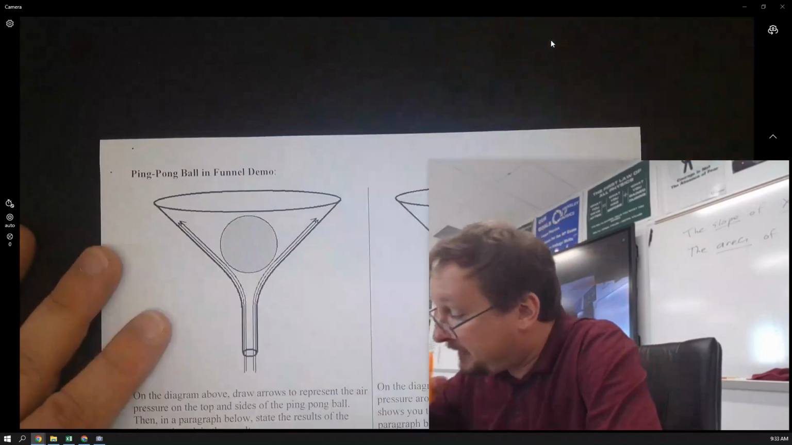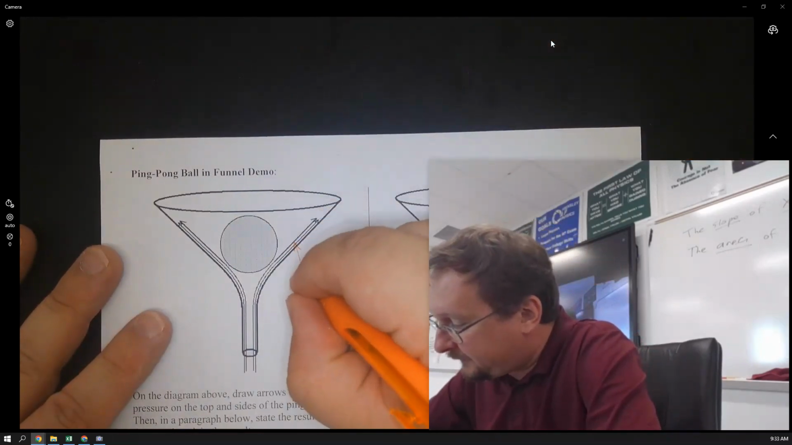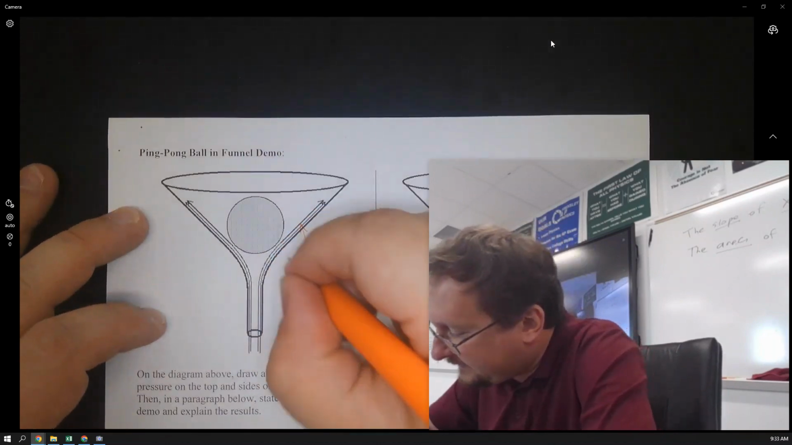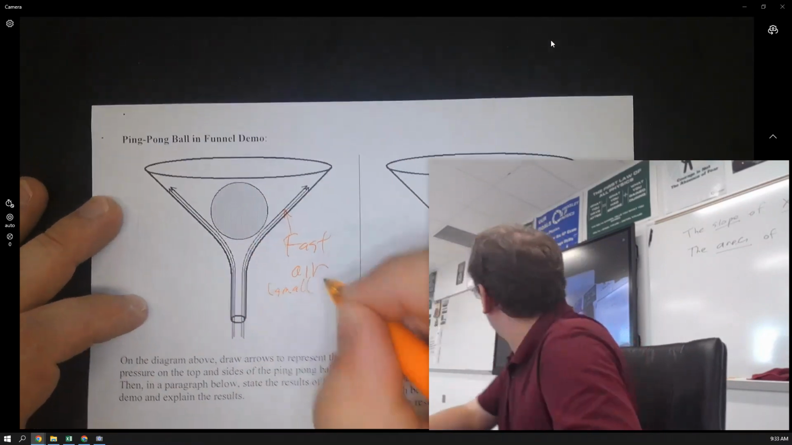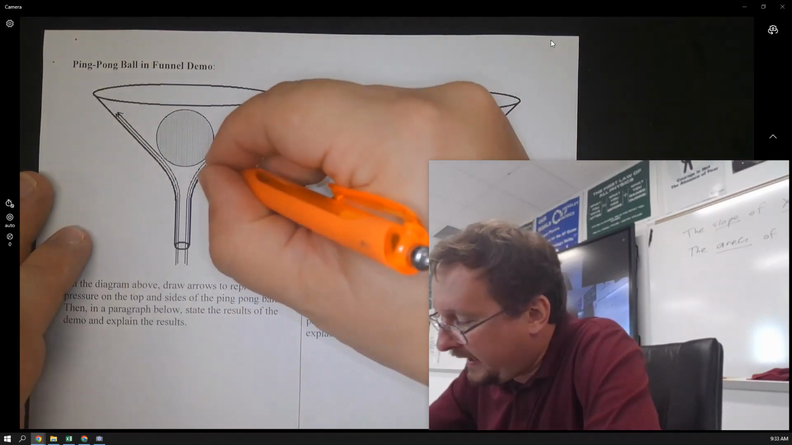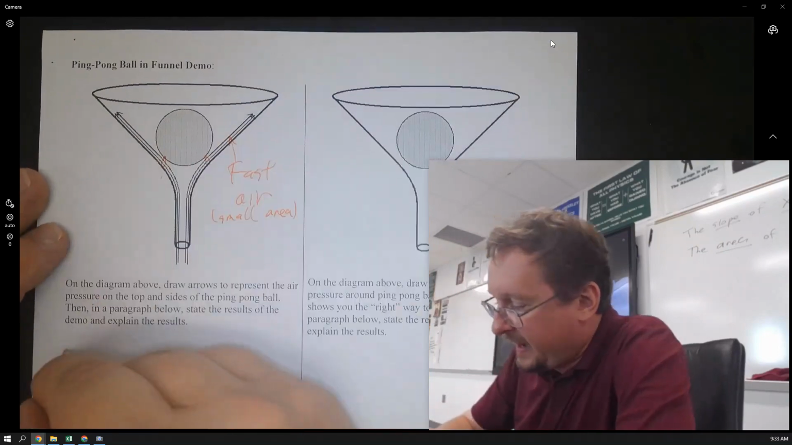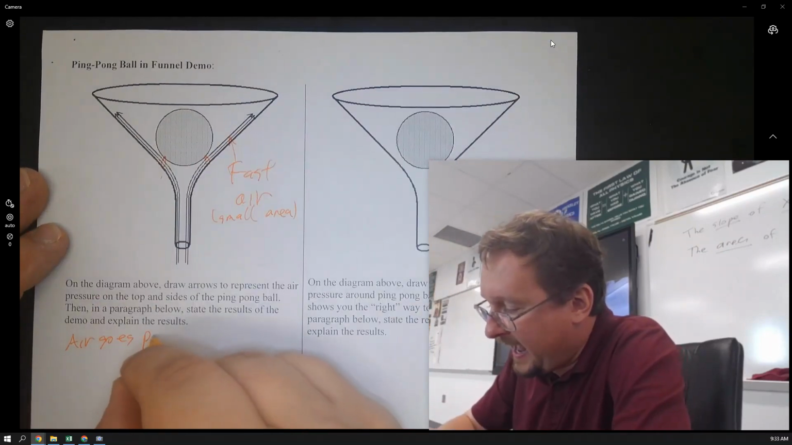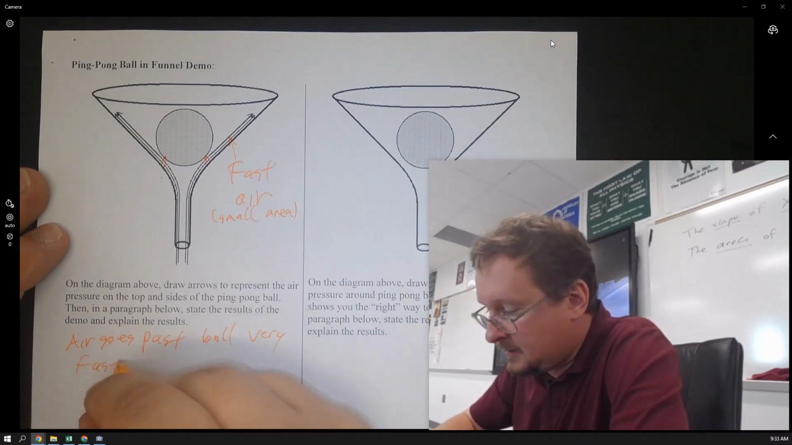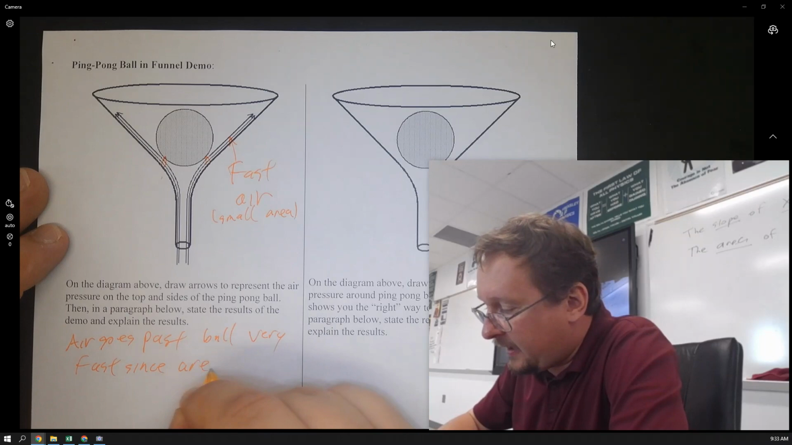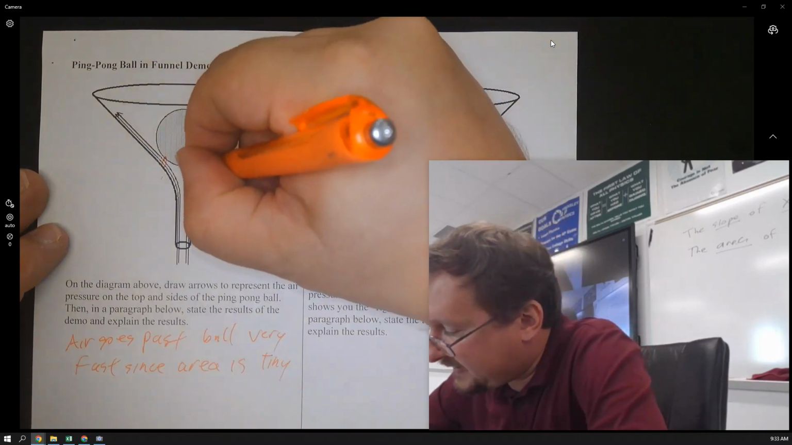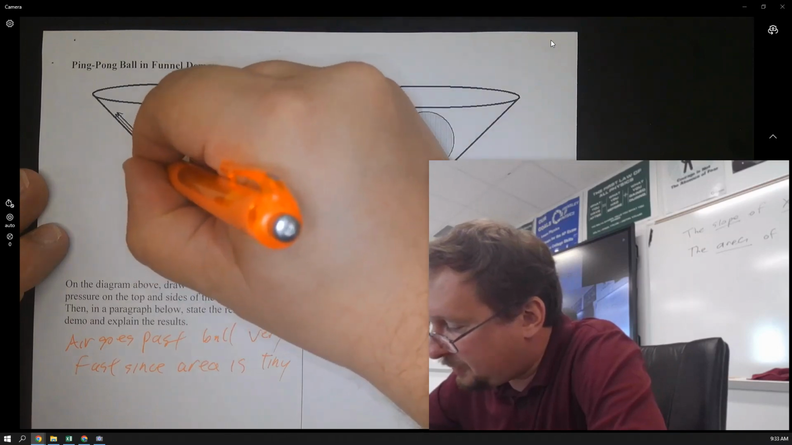Here's why. Because this is fast air. And why is it? Because this is a small, let me make sure you can see this, this is a small area right here. So the air goes past the ball very fast since the area is tiny. Okay, well, what do we know about fast air? Fast air exerts low pressure.